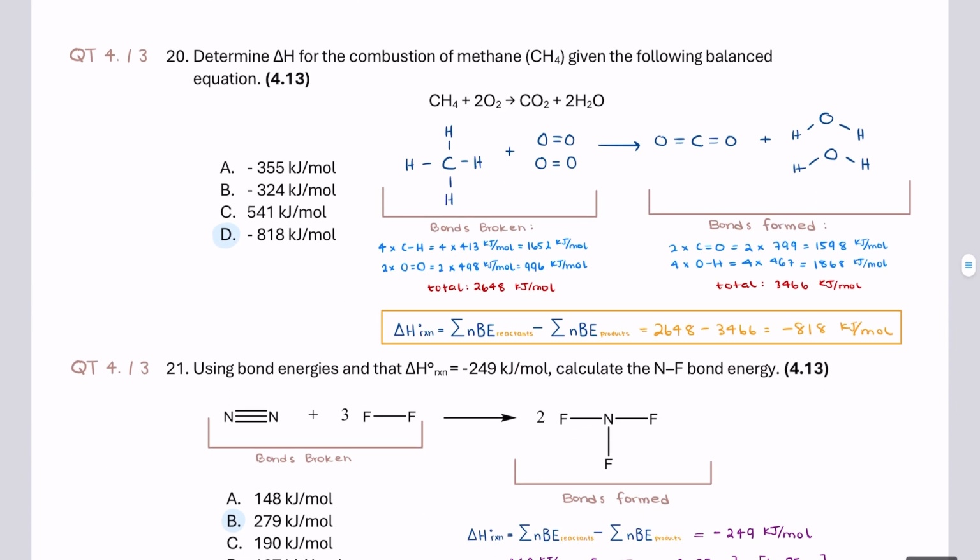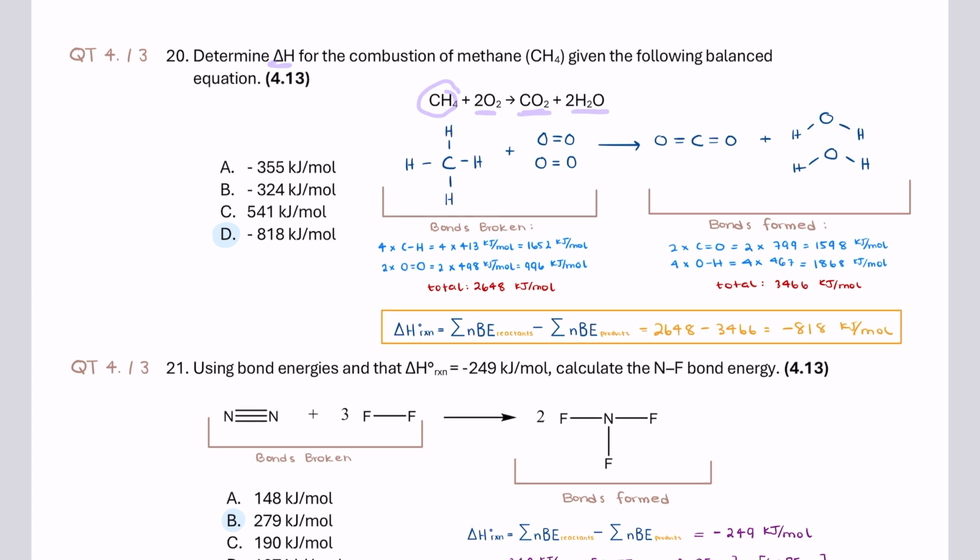Problem 20 says, determine delta H for the combustion of methane given the following balanced equation. 1 mole of methane reacts with 2 moles of oxygen gas to give us carbon dioxide, 1 mole of that, and 2 moles of water.